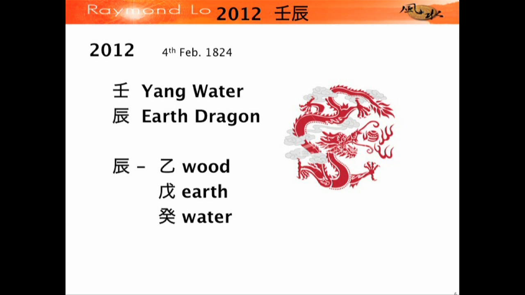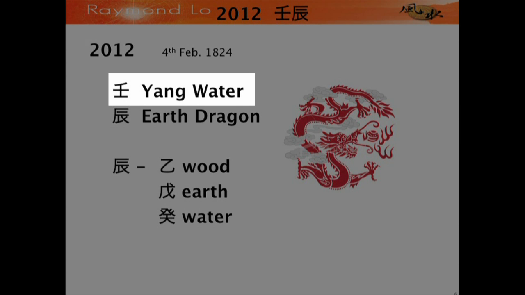So therefore, what do these two elements mean? The element on top is yang water. And yang water is ocean water.